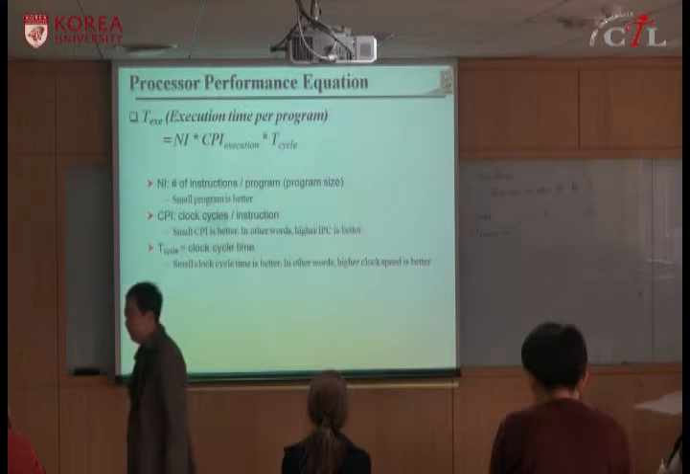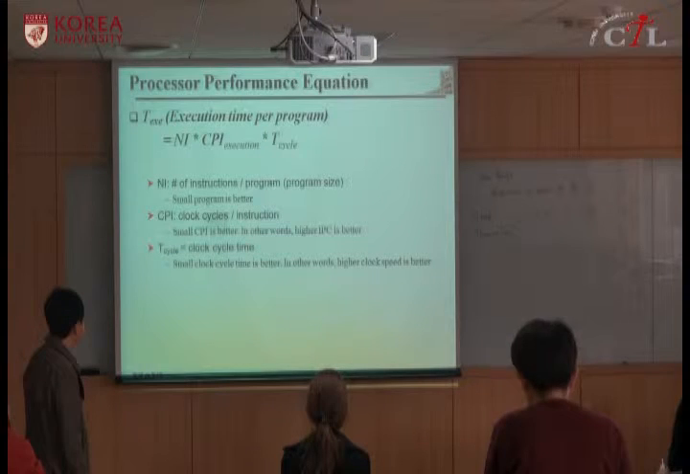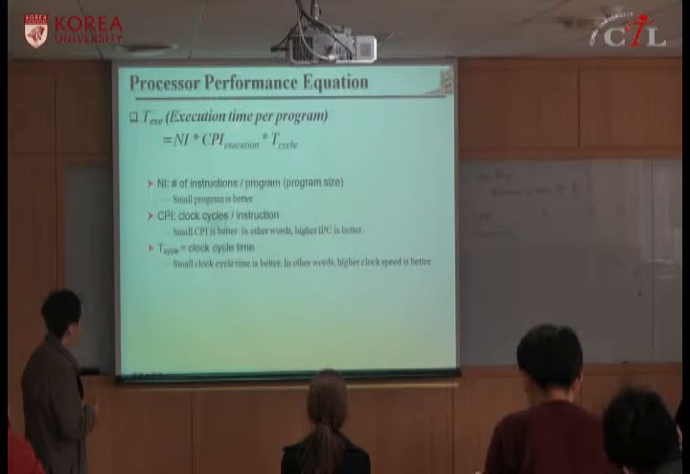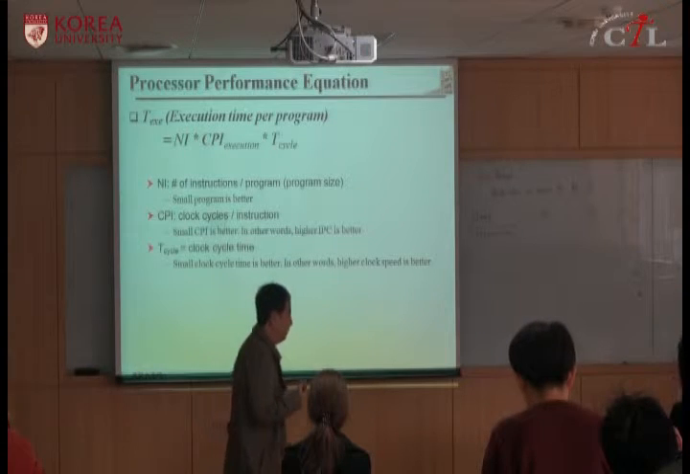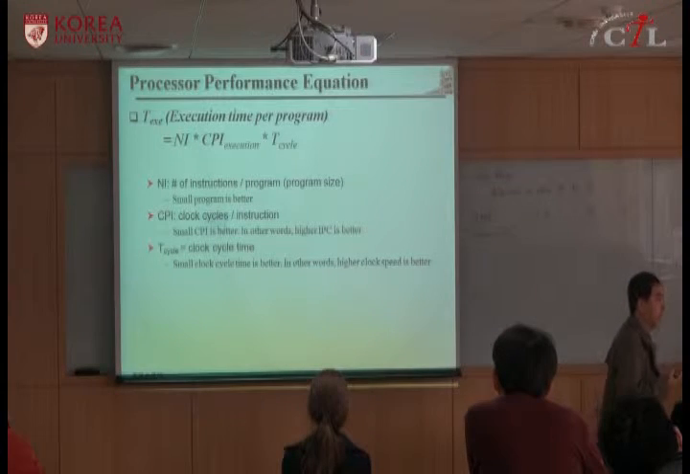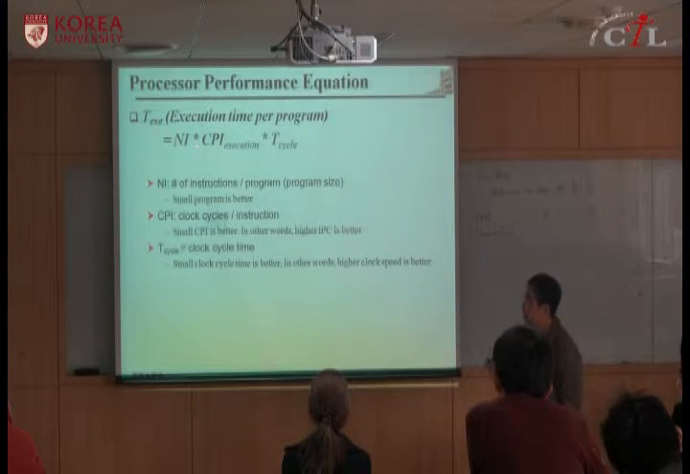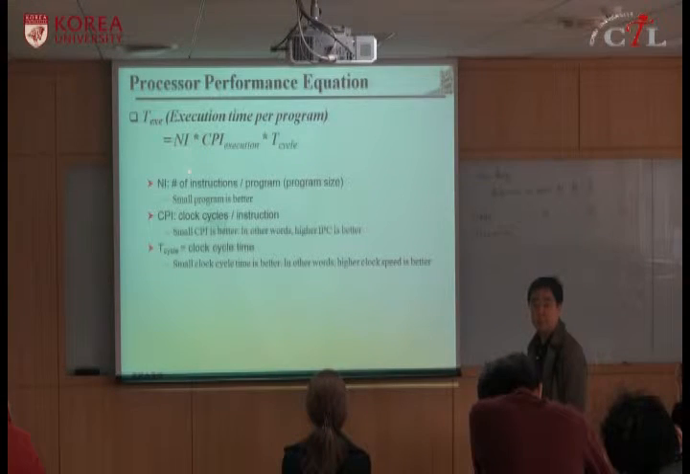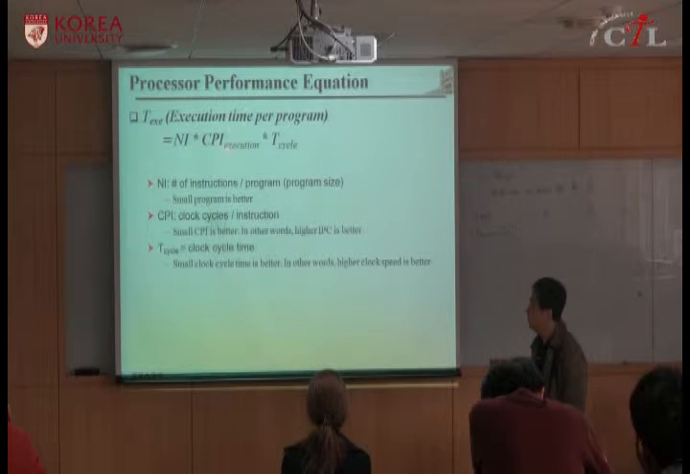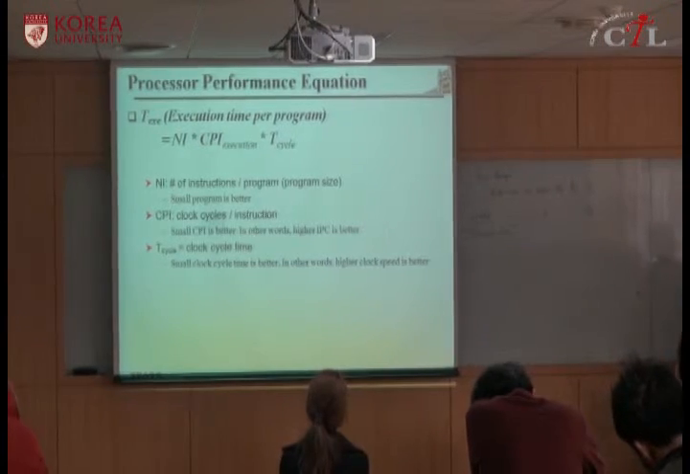Let's review the processor performance equation. How can you measure performance? You measure the execution time. To complete that application, how long does it take? Execution time can be expressed as 3 components. This is number of instructions per program, or program size. This is clock cycles per instruction. This is clock cycle time. If you multiply these 3 components, it gives you execution time.